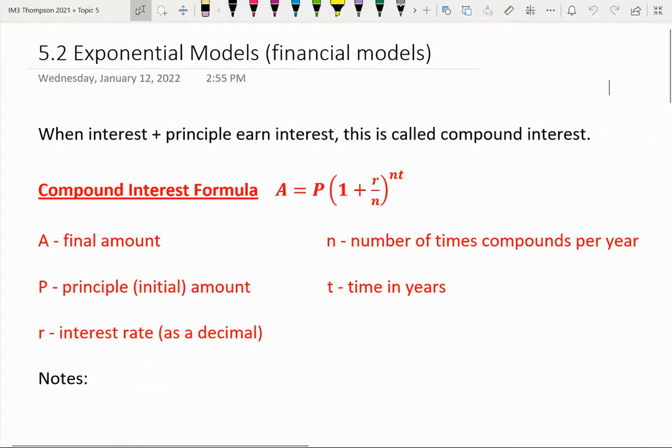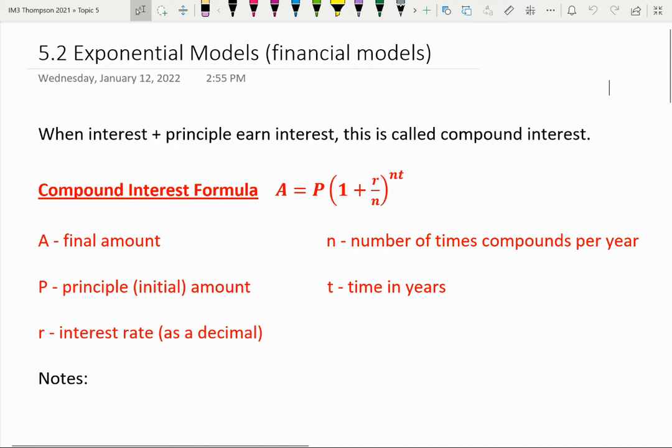Cool, here we go. 5.2. All right. When I get to earn interest on the principal and the interest, we call that compound interest, right? So my money is making me money, which could be a good thing. It could also work in a negative aspect.